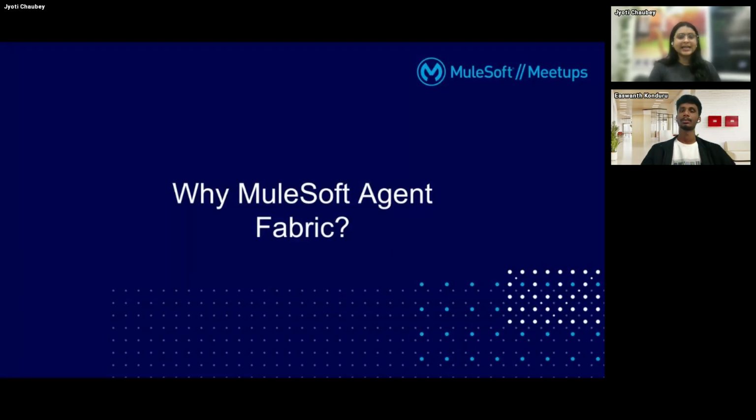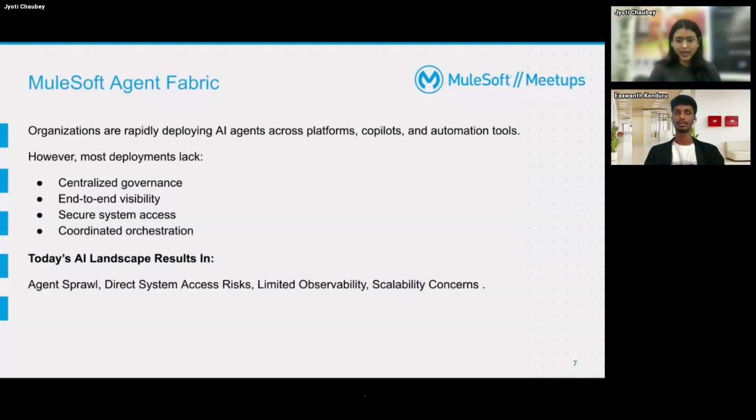After that, let's actually start the meetup today and try answering why only MuleSoft Agent Fabric, why are we actually talking about it? Firstly, what comes to our mind is that today organizations are rapidly deploying AI agents, be it a copilot, an automation bot, or an assistant. Every team wants an AI agent. But most of these agents are built independently without centralized governance, visibility, or any orchestration of any kind.